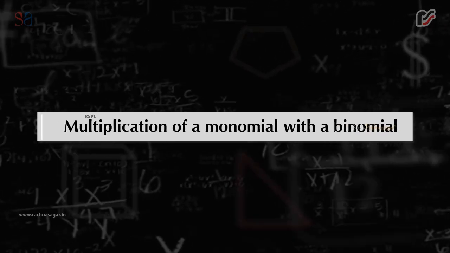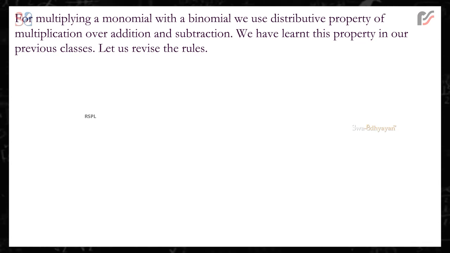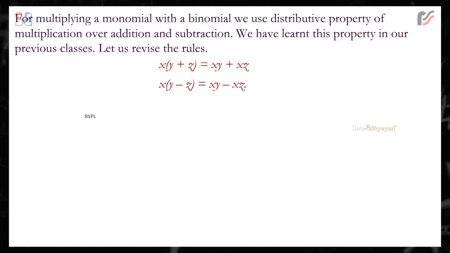Multiplication of a monomial with a binomial. For multiplying a monomial with a binomial, we use distributive property of multiplication over addition and subtraction. We have learnt this property in our previous classes. Let us revise the rules. x into (y plus z) is equal to xy plus xz. x multiplied by (y minus z) is equal to xy minus xz.